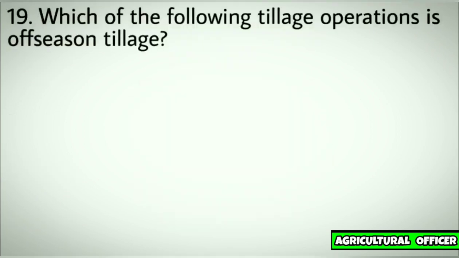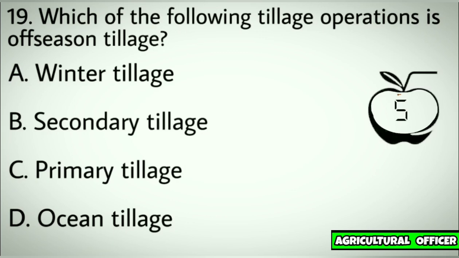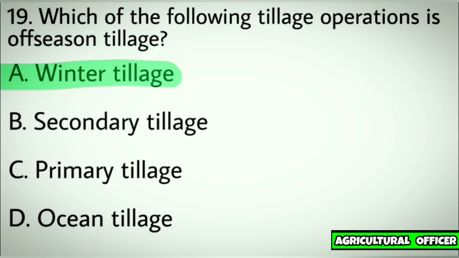Question number 19. Which of the following tillage operations is off-season tillage? Options A. Winter tillage, B. Secondary tillage, C. Primary tillage, D. Ocean tillage. Correct answer A. Winter tillage.